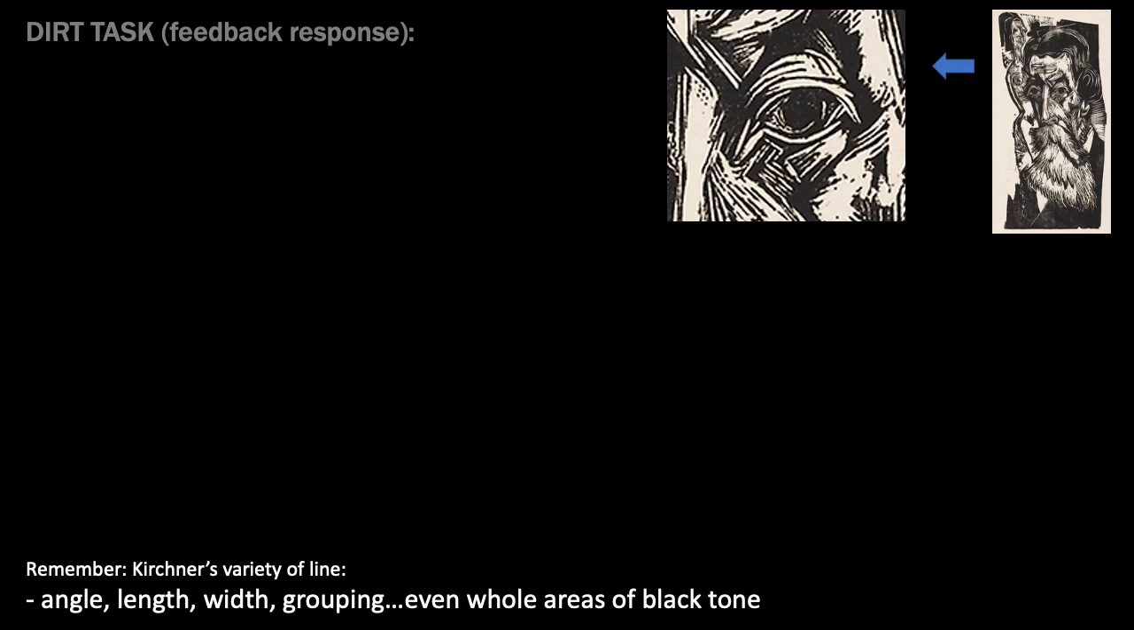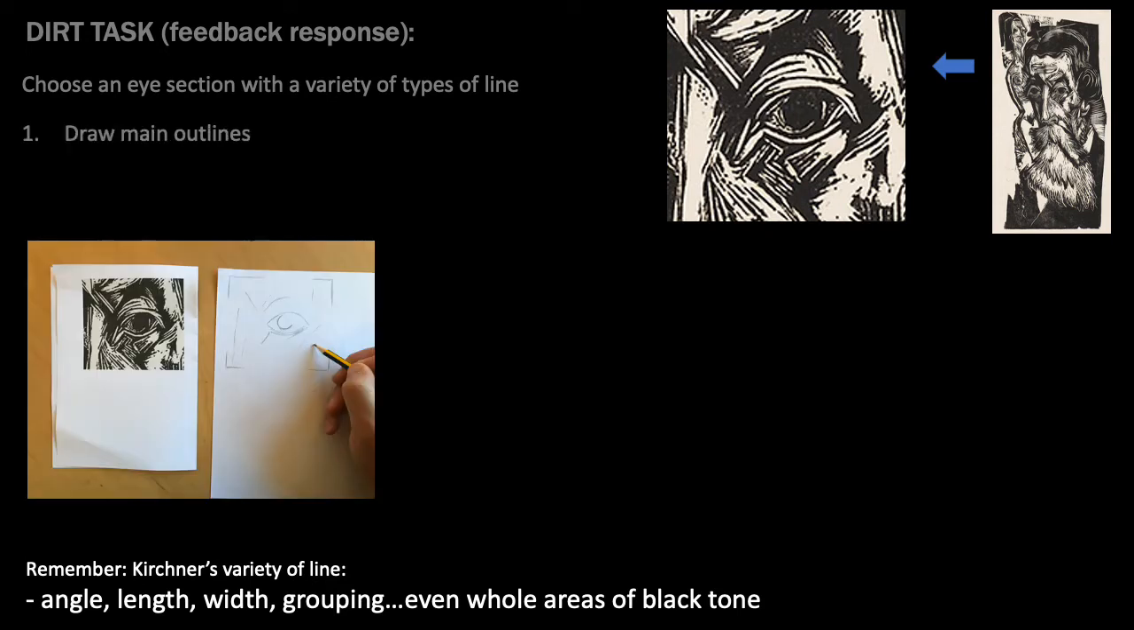Okay. So here goes. Here's the dirt task. Choose an eye section with a variety of types of line. Draw the main outlines first. So here's my first stage. You can see there's my hand, and I'm just drawing the main outlines, the outlines of the box, the main outlines of the eye, and some other big lines that are on the picture. Copy carefully, observing different types of line.